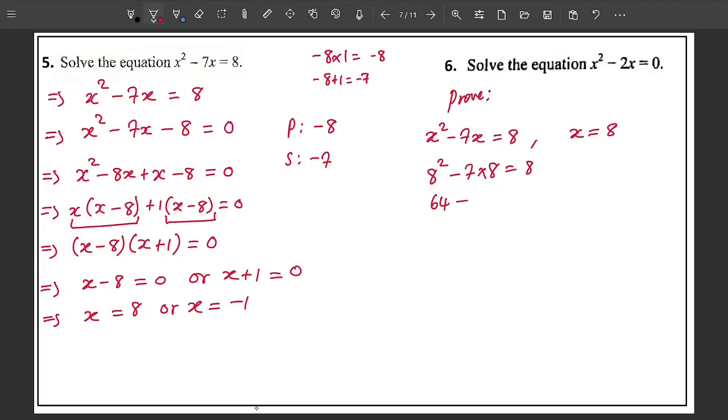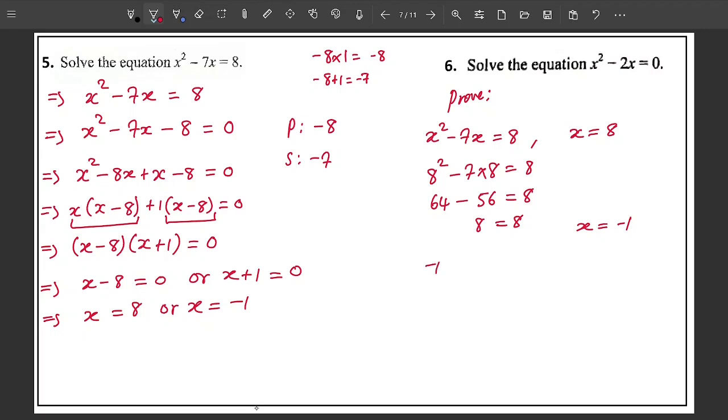So here 7 times 8, it is 56. So 64 minus 56 is going to be 8, equal to 8. So we have proven. Then on the other side, let's pick x is equal to negative 1. This part here. So also the same, okay.